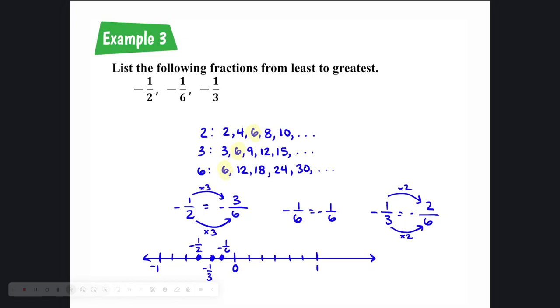Since fractions on a number line get larger as you move from left to right, the fractions are shown in order from left to right. From least to greatest, the fractions are negative 1/2, negative 1/3, and negative 1/6.